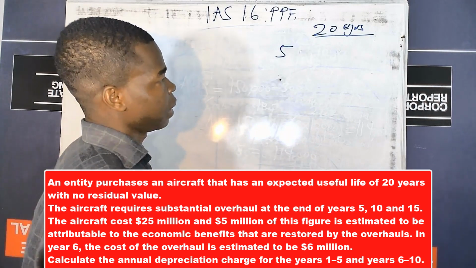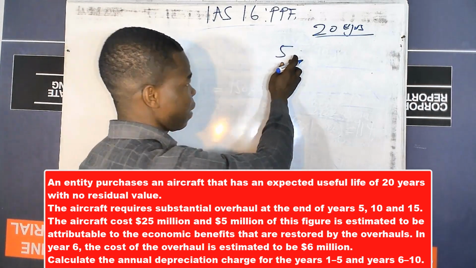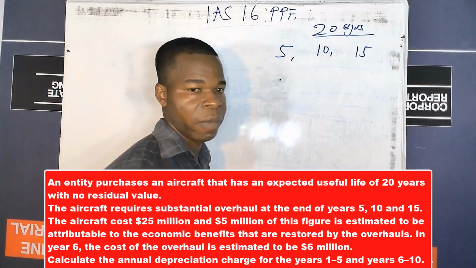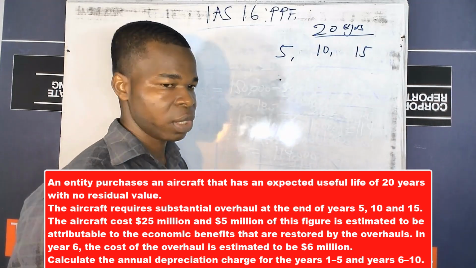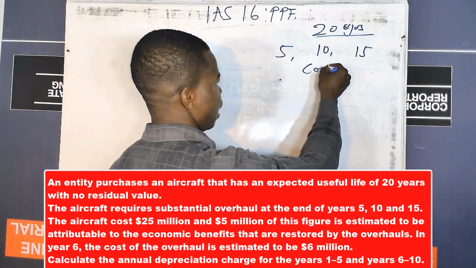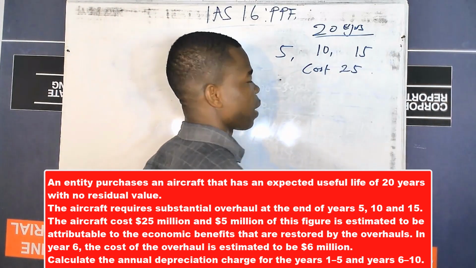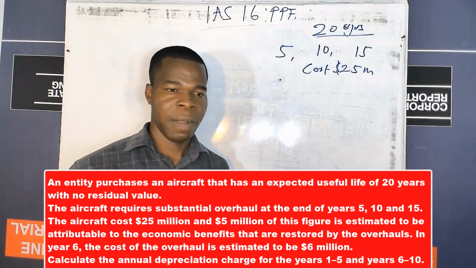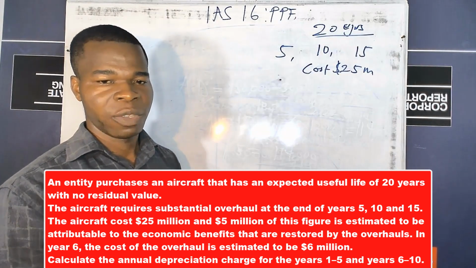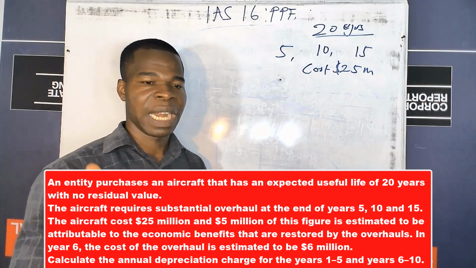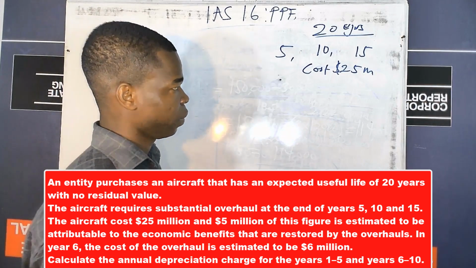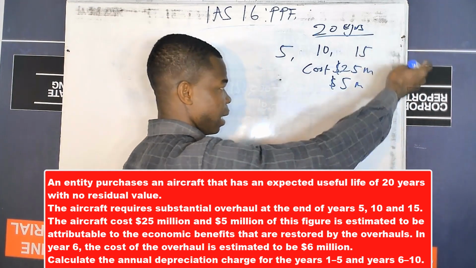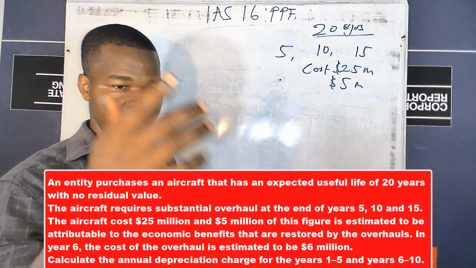inspected at the end of year 5, at the end of year 10, and at the end of year 15. We've been given that information, and then they said the aircraft cost. So the cost of the aircraft is 25 million dollars for that matter. And then 5 million of this figure is expected to be attributable to the economic benefit that is restored by the overhaul. So they said 5 million of this will be the major inspection or the overhaul that will be installed.